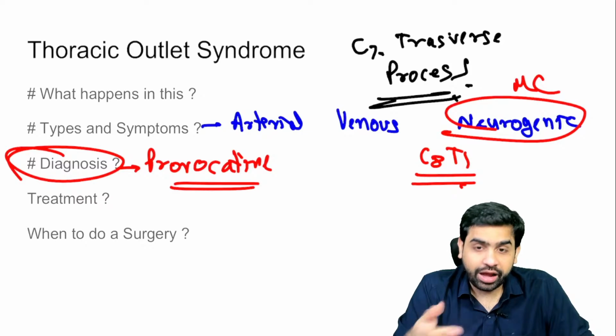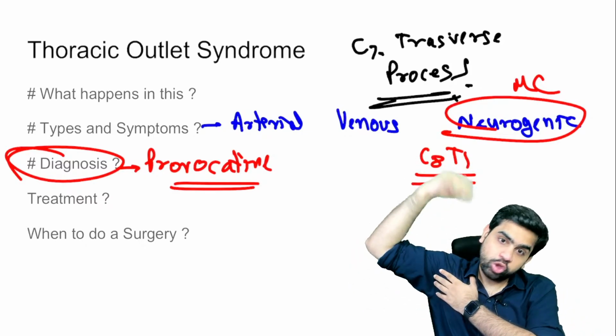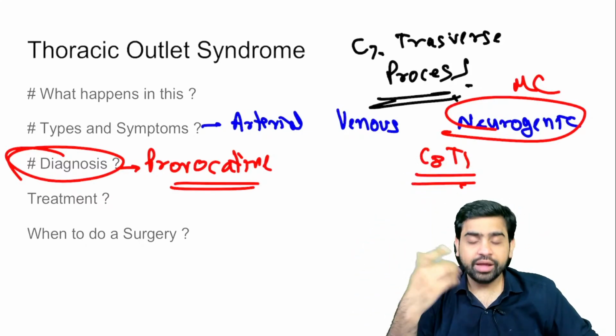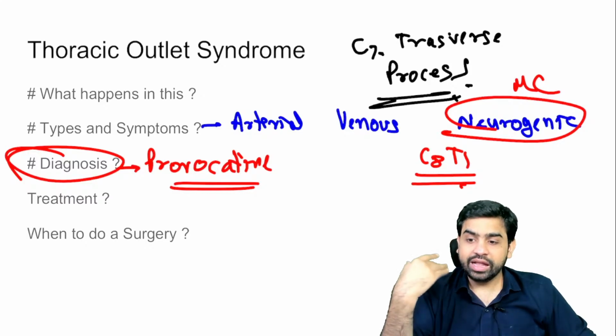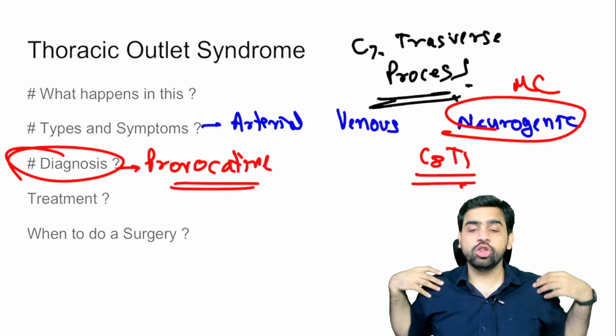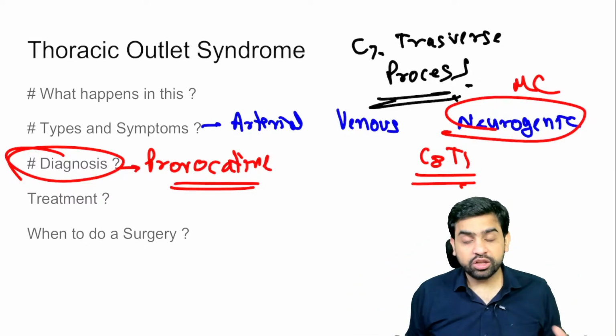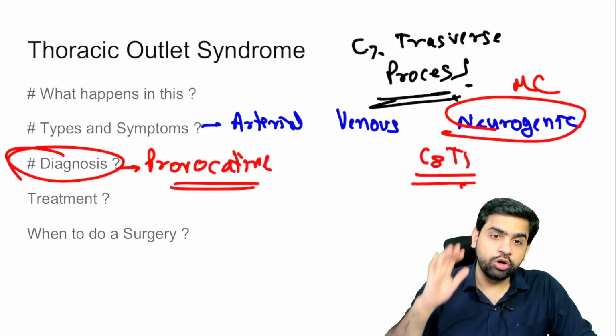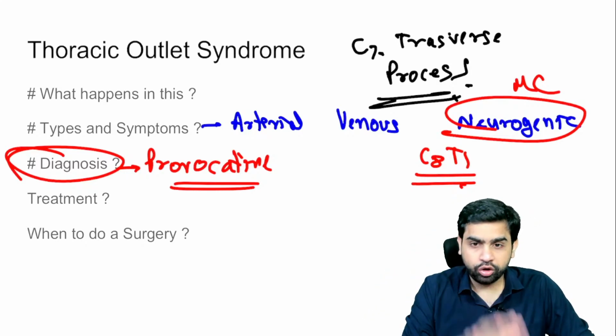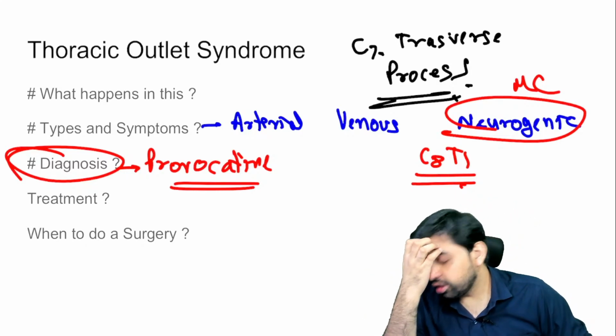Then you have Wright's hyperabduction test, where you ask the patients to lift the arms above the ears or something, and then you look for the pulsations. And then there is Halstead's test, where you ask the patients to go into the military position. All these are the provocative tests you use to diagnose patients with thoracic outlet syndrome. The treatment for these is physiotherapy.